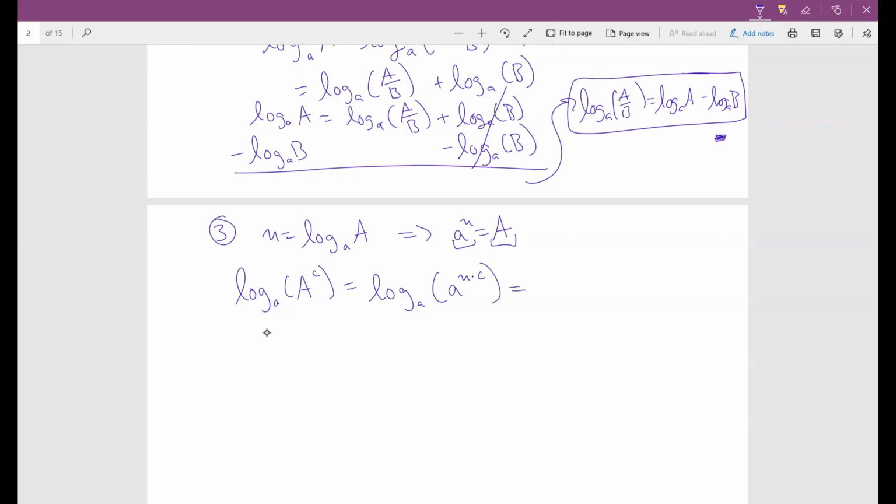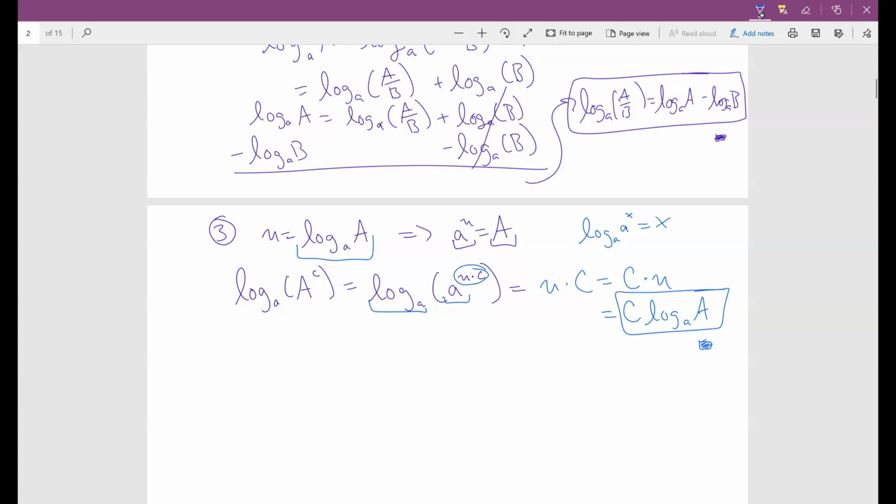Okay, and now what we have is the following. So now we know that you have the property that log base a of a to the x equals x. So notice how the log's a and the a is the same, so all we are left with is u times c. Okay, so let me write it again, c times u, because it's just the same multiplication. And then finally, I know what u is. U is just equal to this guy, which is log base a of A. And that's basically the third property.